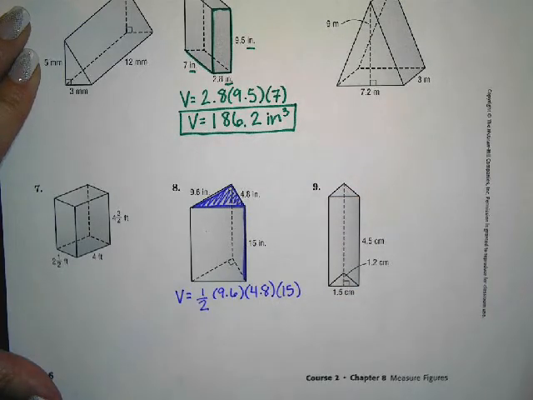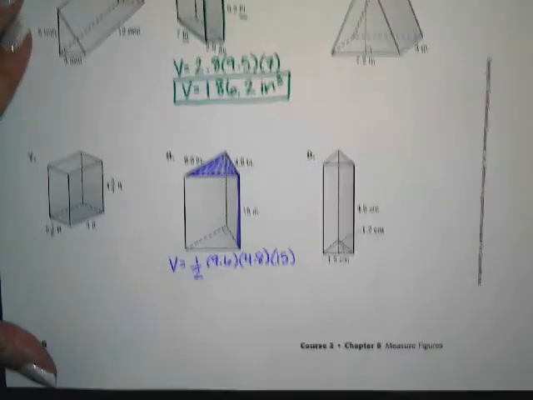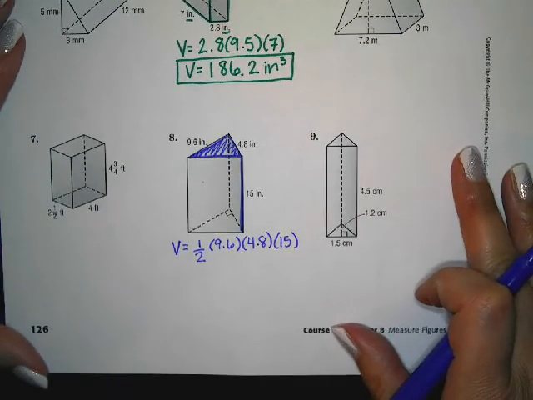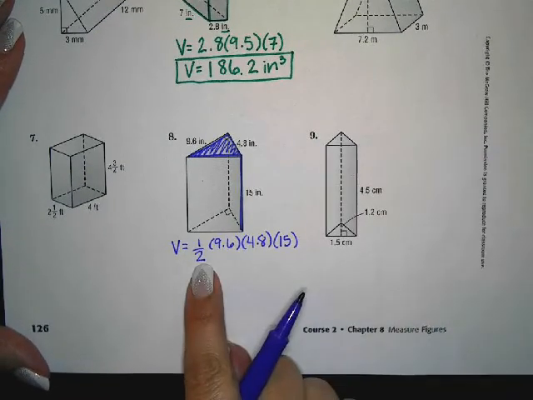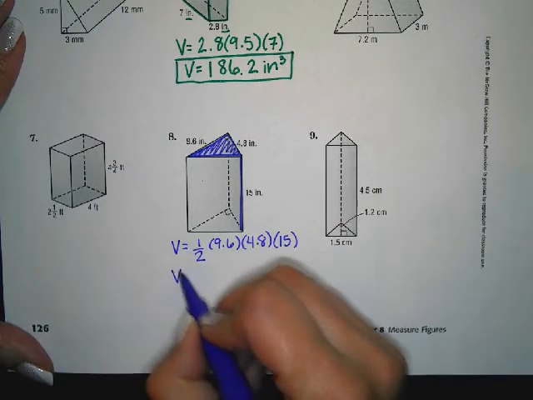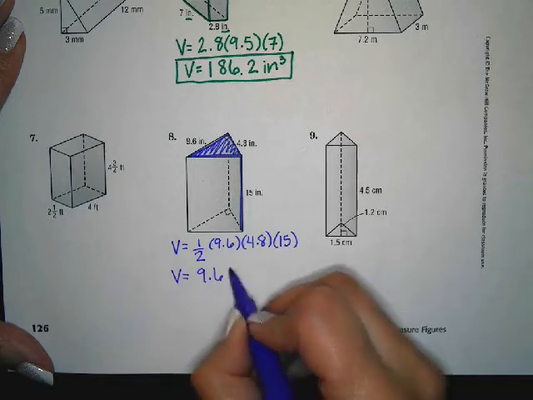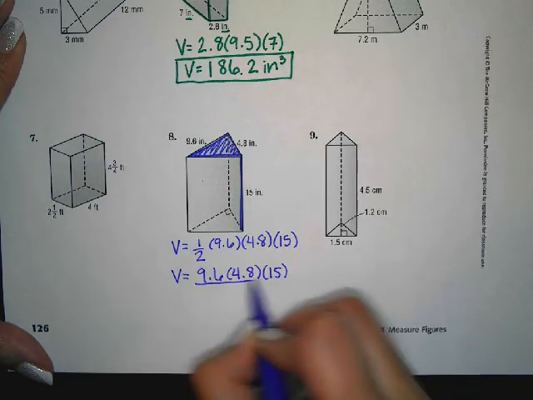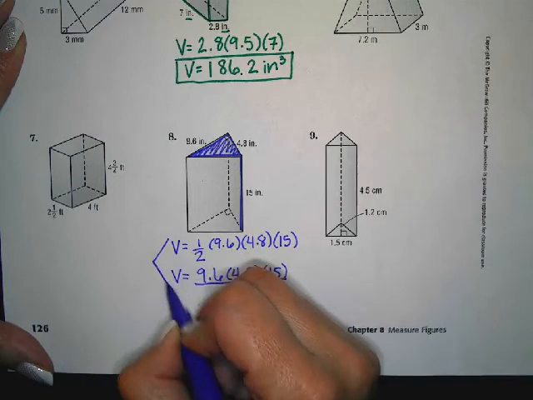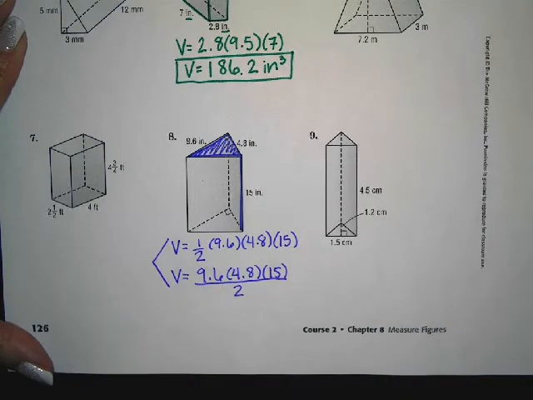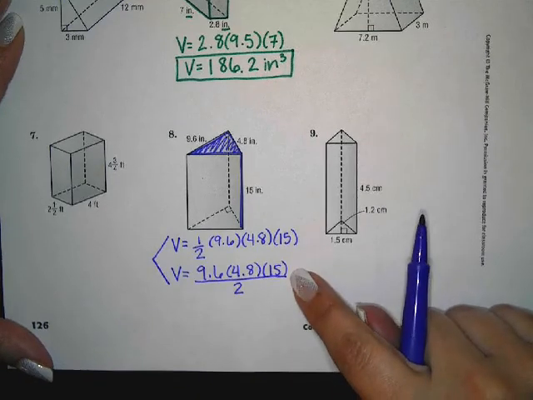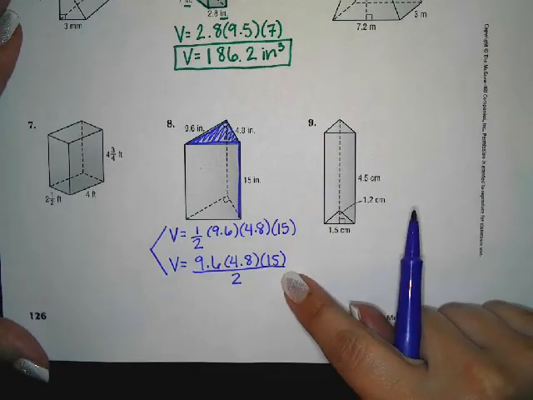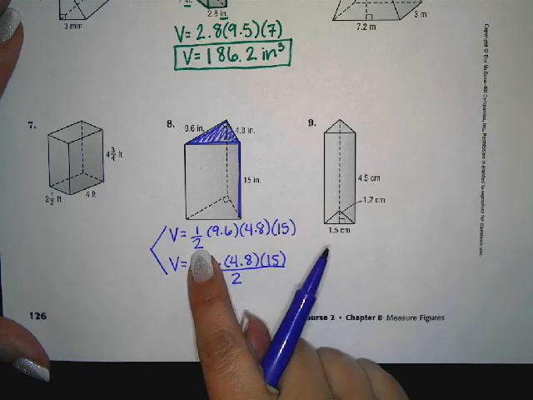Now another way to write this, if you're figuring out this problem by hand and don't have a calculator, instead of converting this to a 0.5 and putting it in a calculator, you could also write it as 9.6 times 4.8 times 15 divided by 2. These two equations are the same, so you could write them either way. It's just another way of looking at it. So I prefer the second method where we're dividing by 2 at the end instead of multiplying by 0.5.